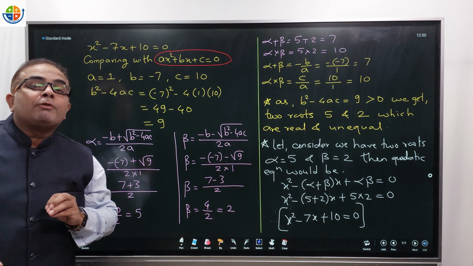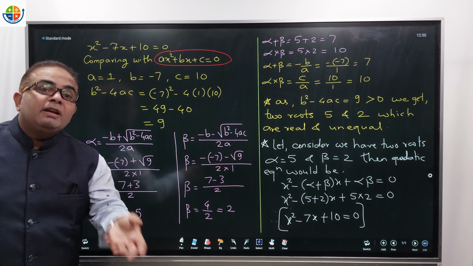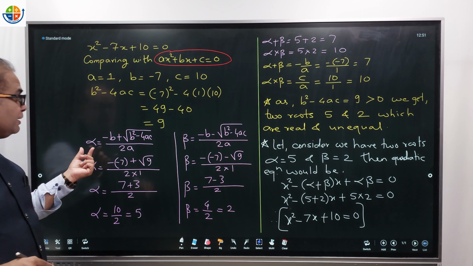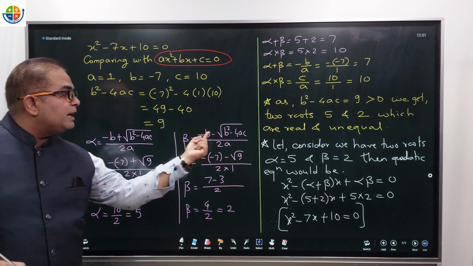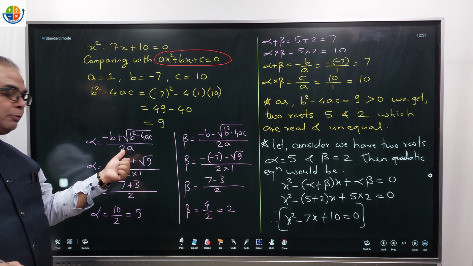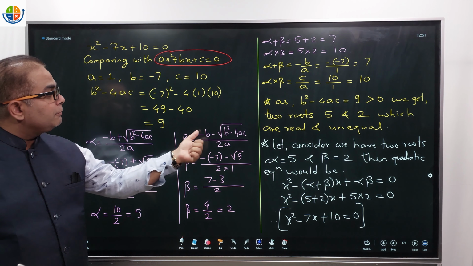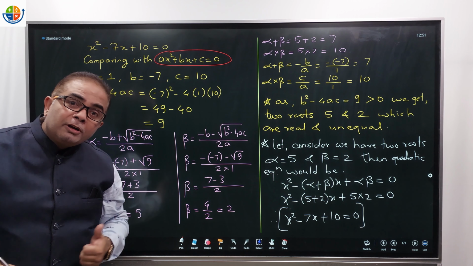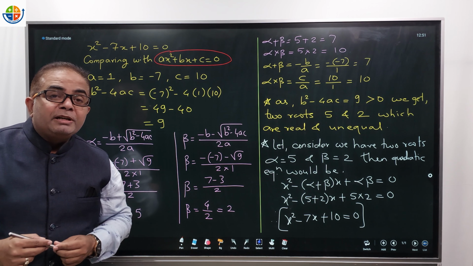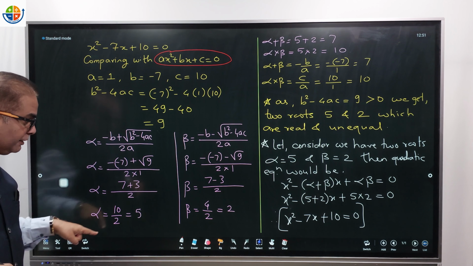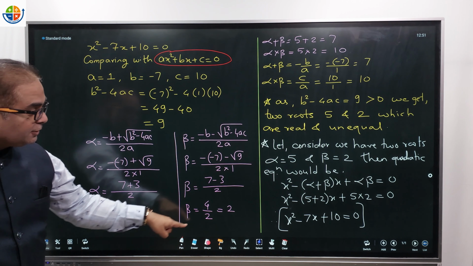Right? Now what is the formula? Minus b plus or minus. That plus or minus will divide as alpha is equal to plus and beta is minus. So alpha is equal to minus b plus square root of b square minus 4ac upon 2a, and beta is equal to minus b minus square root of b square minus 4ac upon 2a. Right? Alpha and beta are two roots. So solve this. Alpha is equal to 5, beta is equal to 2.